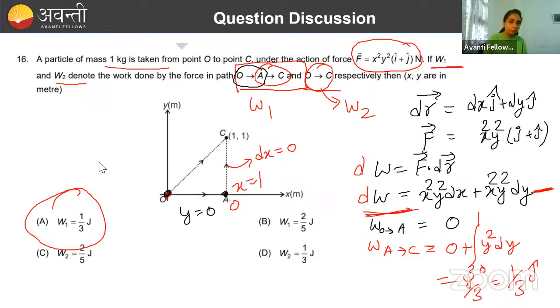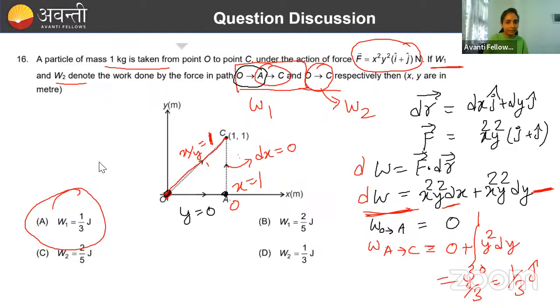Now, one important thing here is, if you see carefully, x by y value will be equal to what? 1. Can you see here? The slope of this line is equal to how much? This is 1 by 1. So x by y is 1. Then it means x is equal to y.